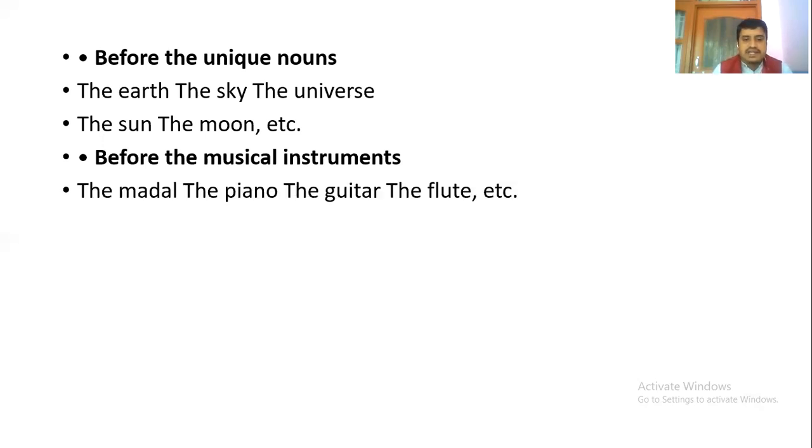The medal, the piano, the guitar, the flute, etc. Okay, one thing to remember, we use a or an with musical instruments if we talk about them as a possession or objects. That is, I have a nice guitar, not I have the nice guitar. She will buy a piano. Do you have a flute? These are exceptional cases.